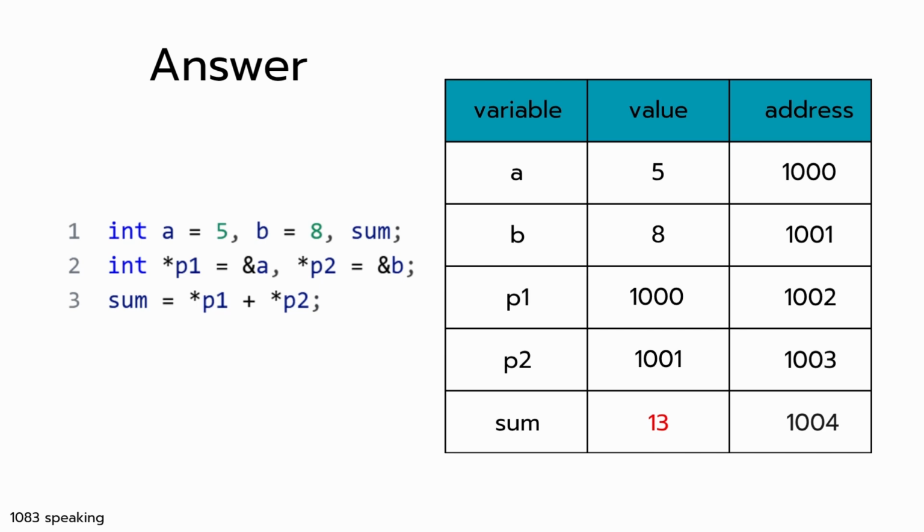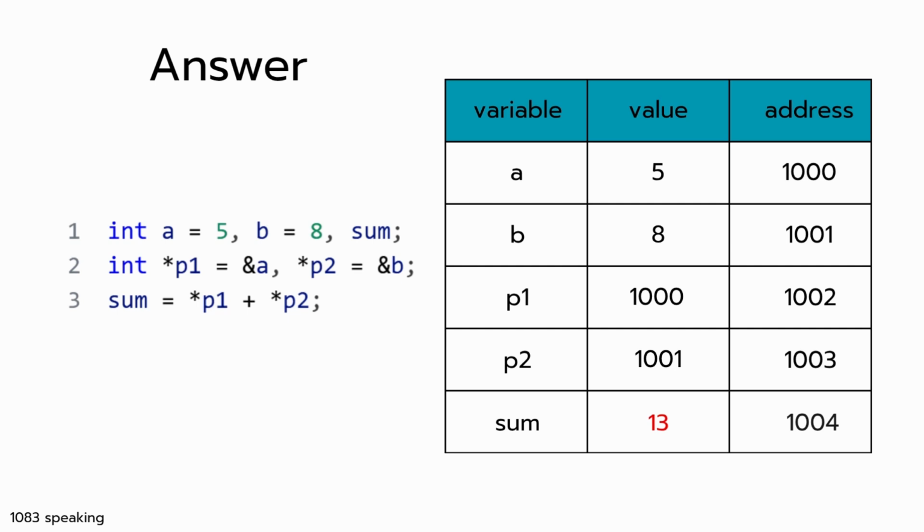Time is up. Let's check the answer. Line 1: int a = 5, b = 8, sum. This means we establish a as 5 and b as 8. Line 2: int *p1 = &a, *p2 = &b. This means p1 stores the address of a, which holds 5, and p2 stores the address of b, which holds 8.